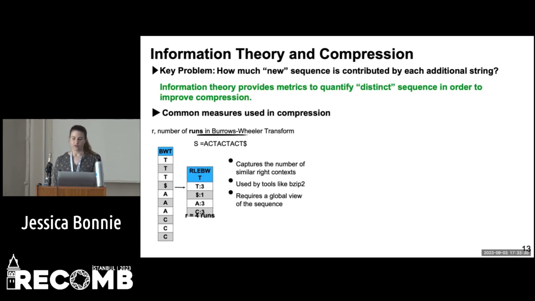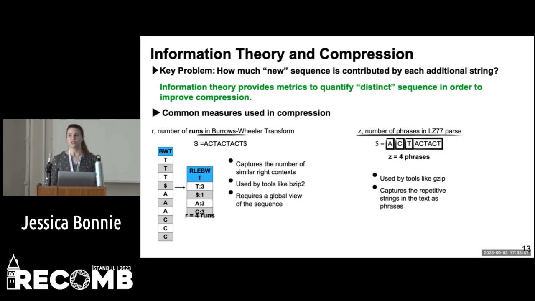One metric derived from information theory that's sometimes used to address our question about how much new sequence there is is R. R is the number of runs in a Burrows-Wheeler transform of the sequence. If you've ever used BZIP, you've made use of some form of R. Another metric which has been used to describe difference and repetition between sequences is Z. Z is the number of phrases in the LZ77 parse. You have almost certainly used Z if you've ever used GZIP.